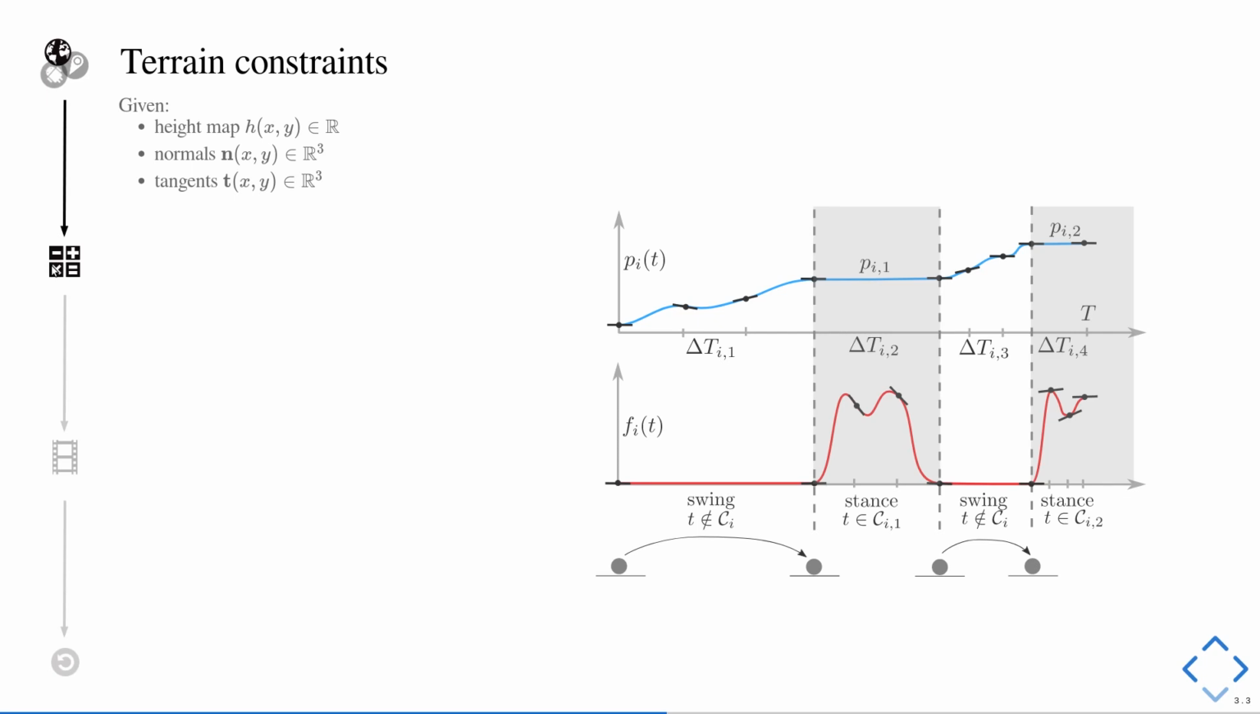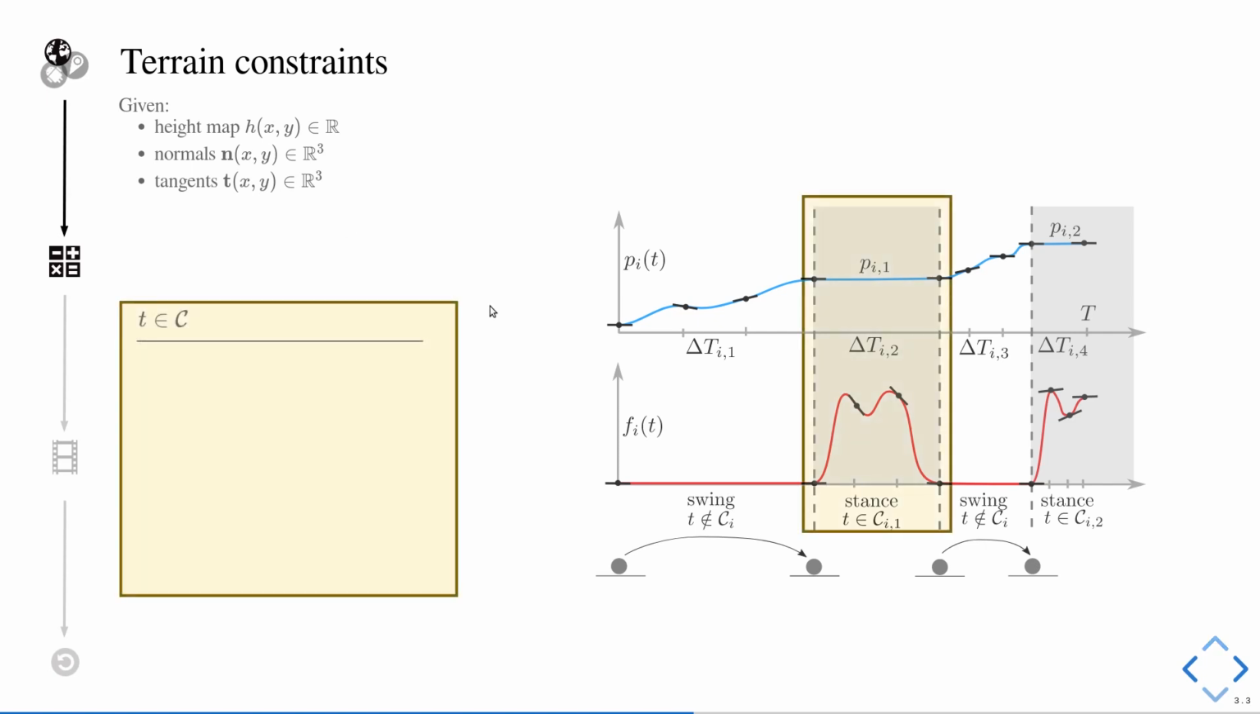So what is the information that we're using from the terrain? From the terrain, we need a height map. So we need to know at every position along the plane, at every XY position, the height of the terrain. And we additionally want to know the slope. So we want to know the normals and tangents at every point along the terrain.